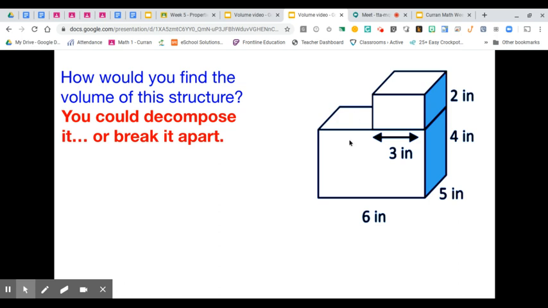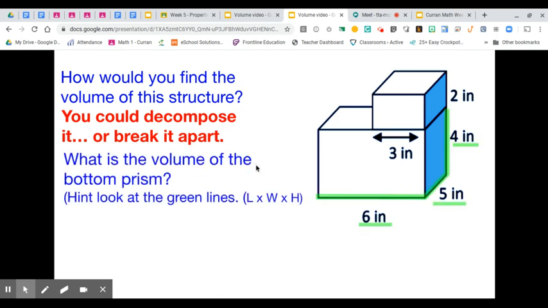So I would first have to find the volume of this bottom rectangular prism. If you take a look at the green lines, that gives me the measurements of that bottom rectangular prism. It has a length of 6, a width of 5, and a height of 4 inches. So in order to calculate the volume of that rectangular prism, I would have to do 6 inches times 5 inches times 4 inches, and I would get 120 inches cubed. That is the volume of that large rectangular prism on the bottom.